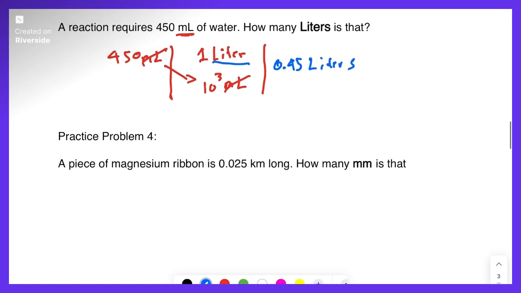Let's look at another practice problem. It says a piece of magnesium ribbon is 0.025 kilometers long. How many millimeters is that? So we start off with 0.025 kilometers, and our end goal is millimeters. So first, let's cross off kilometers.